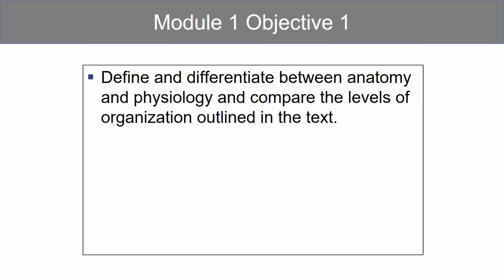Module 1, Objective 1: define and differentiate between anatomy and physiology and compare the levels of organization outlined in the text.